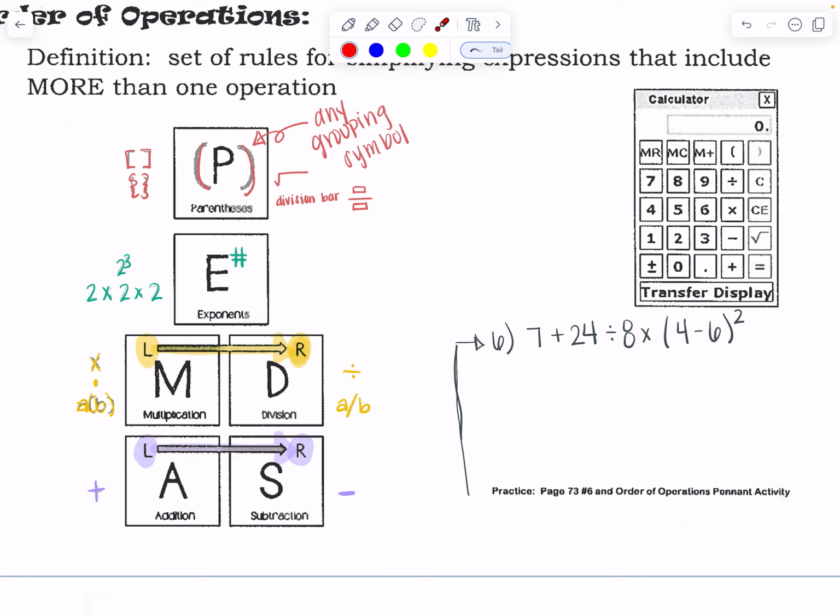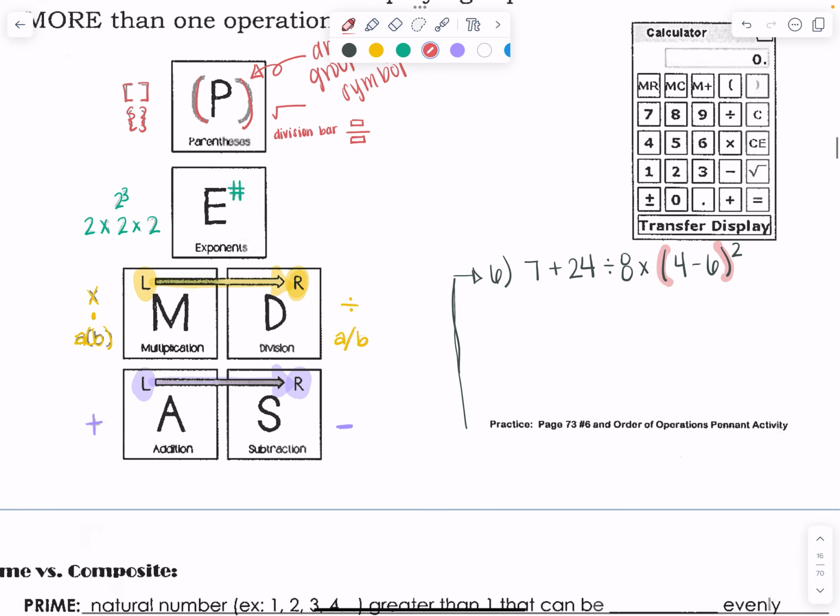All right, so hopefully you have tried this, and now you're just checking your work. So when I'm looking at this string of numbers, this expression, I'm looking for any grouping symbols first. And I do have parentheses, so I'm going to do the 4 minus 6 first. 4 minus 6 is going to give me -2. And then I'm going to drop everything down. -2 squared times 8 and all of this. Now I've taken care of the parentheses.